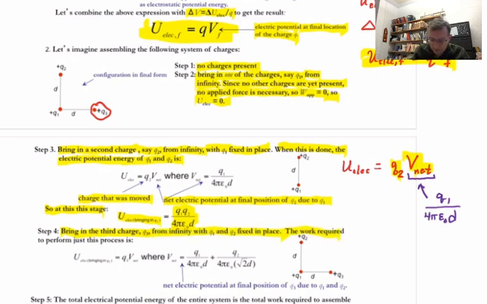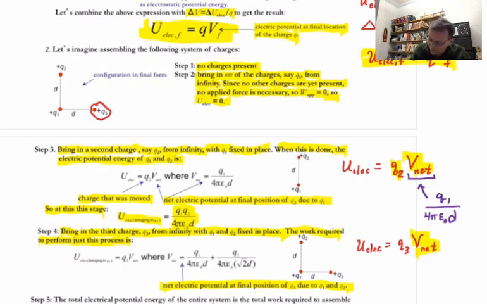The work required to perform this is U elec equals the charge you had to bring in, Q3, times the net electric potential at the final location of Q3 due to the charges that were already there. Okay, so that's what the V net here means. And I've also got it written over here. The net electric potential at the final position of Q3 due to Q1 and Q2.